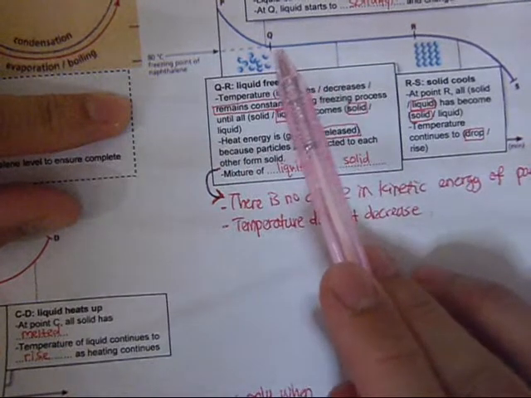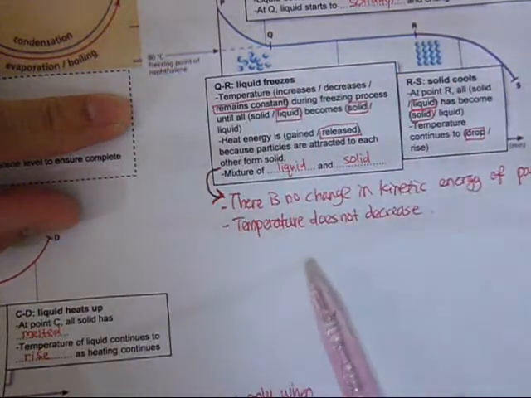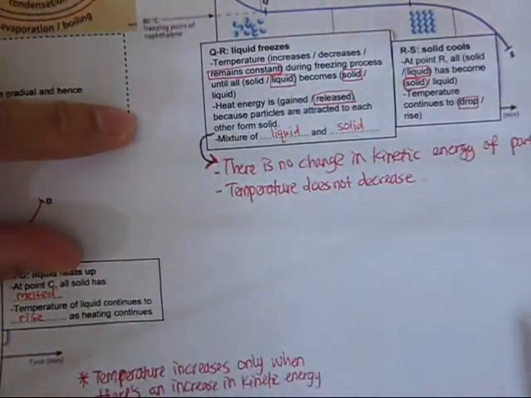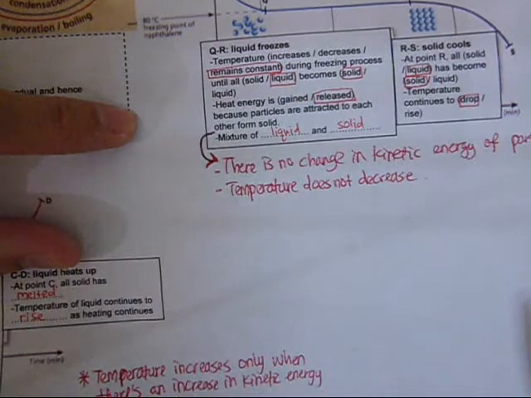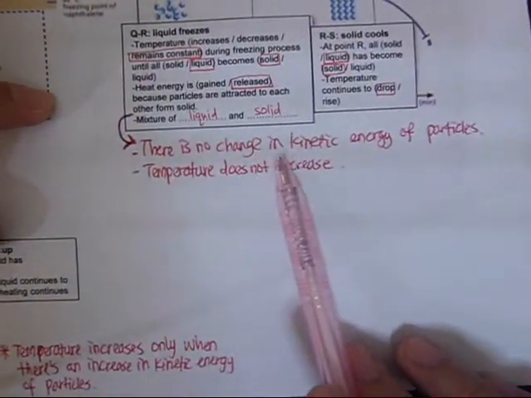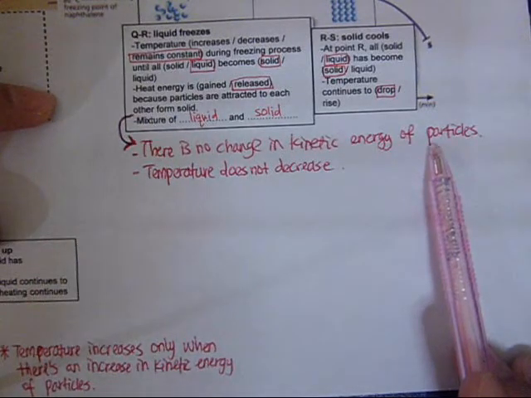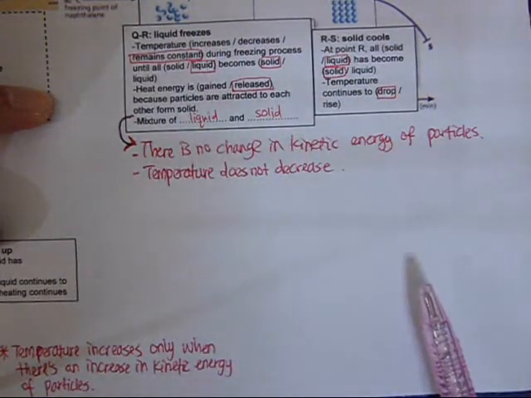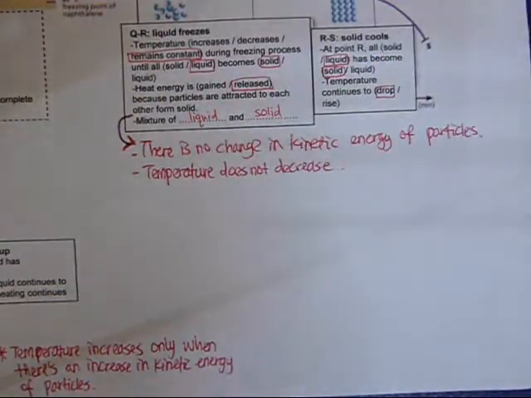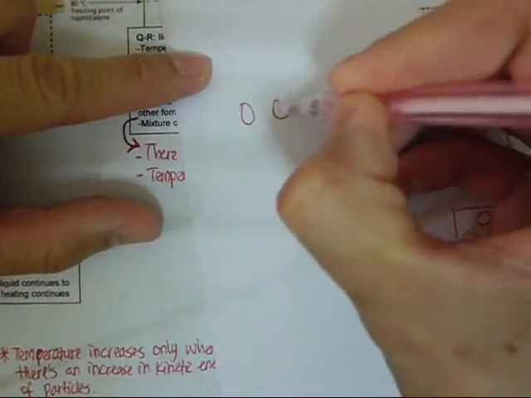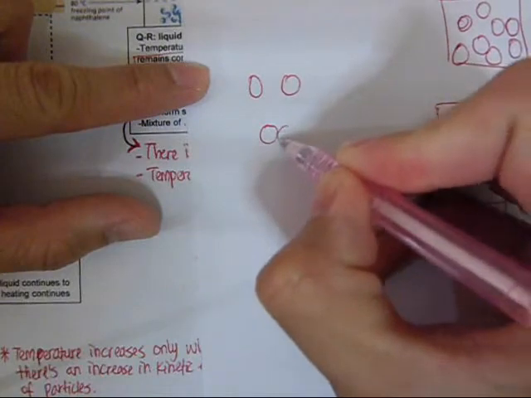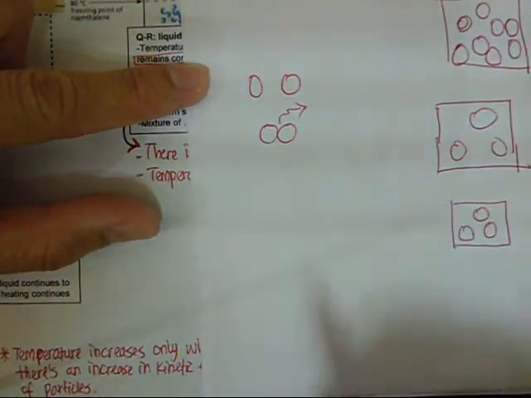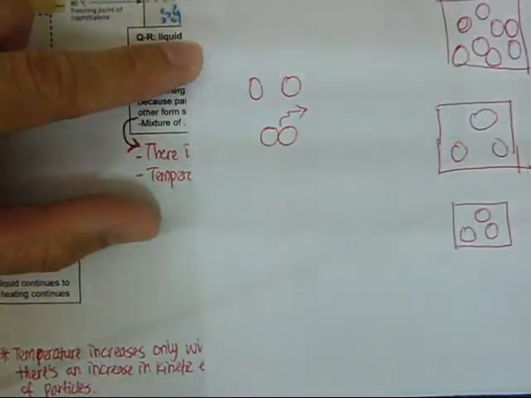Now why doesn't the temperature decrease when heat energy is given off? When heat energy is released, why isn't there a drop in temperature? This is because, again, there is no change in the kinetic energy of the particles. Heat being released doesn't mean that the particles move slower. When two particles come together and form a bond, the heat energy is released, but the kinetic energy, the movement of the particles, will still be the same.